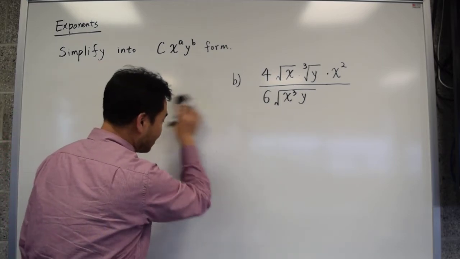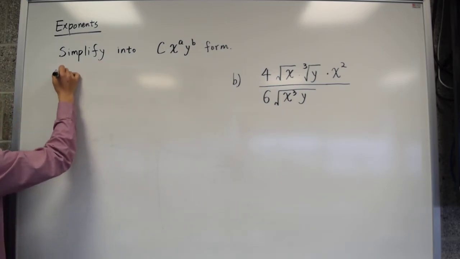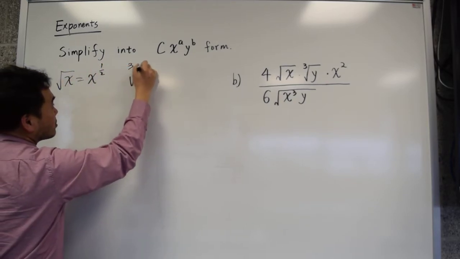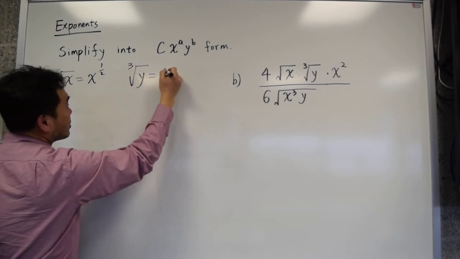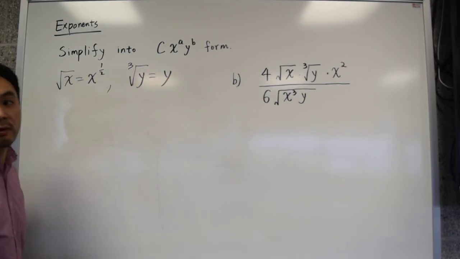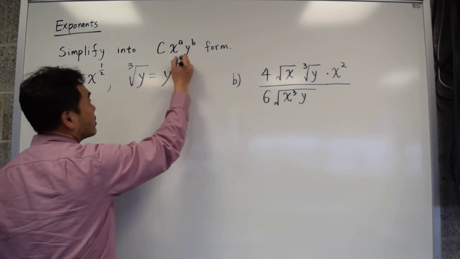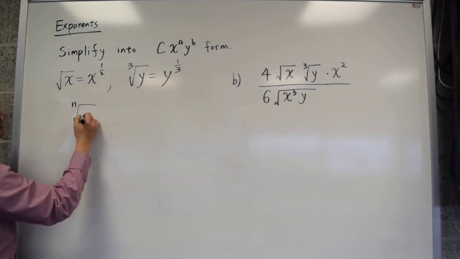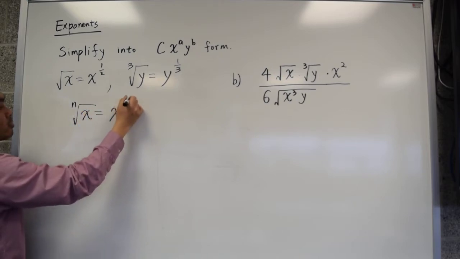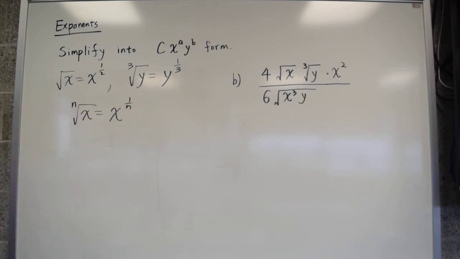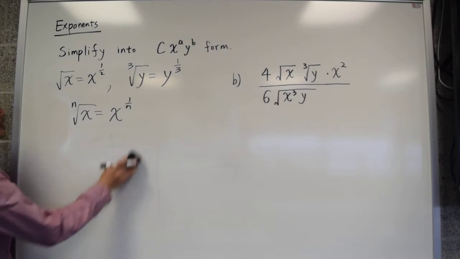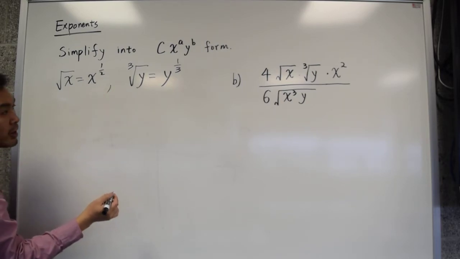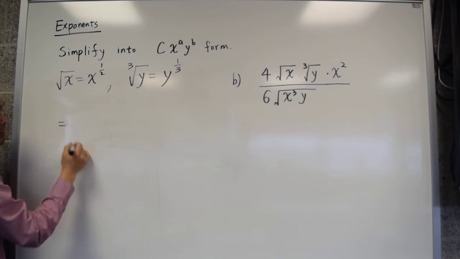Not only that, so let me write this down again. Square root of x is x to the 1/2 power. Not only that, if you have cube root, that's y to what power? 1/3. And in general, nth root of x would be the same as x to the 1 over nth power. Okay? All right. So let's try to use these two facts to simplify that.